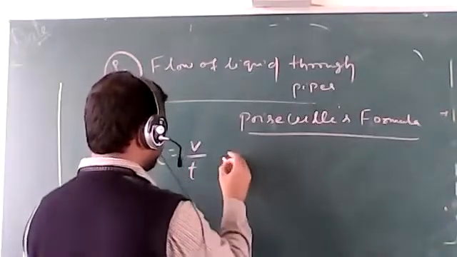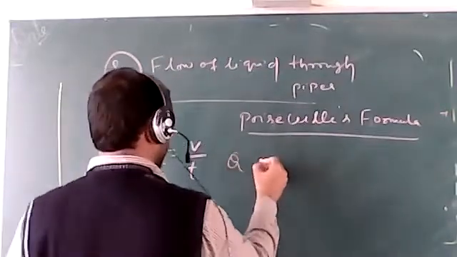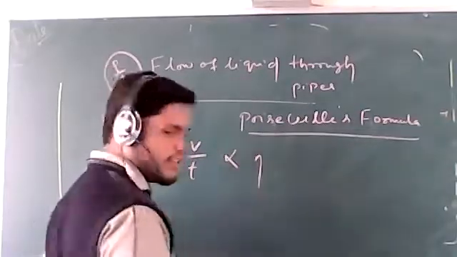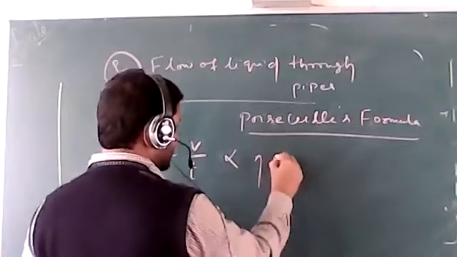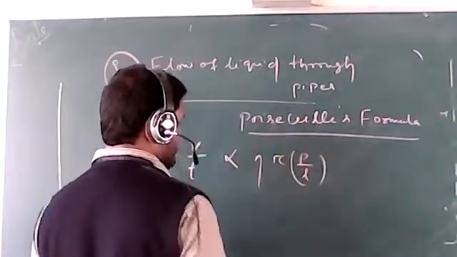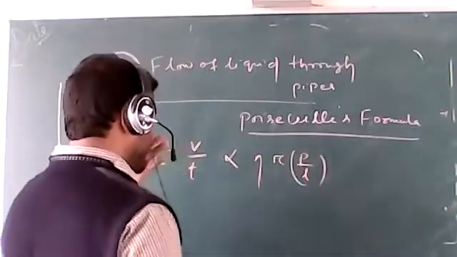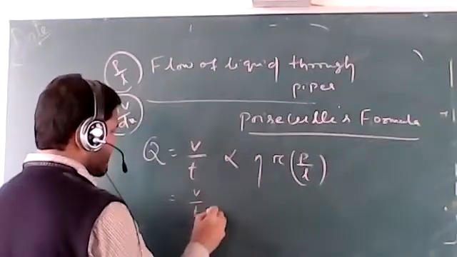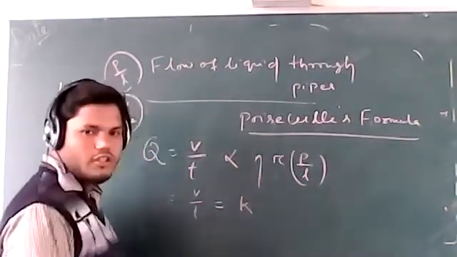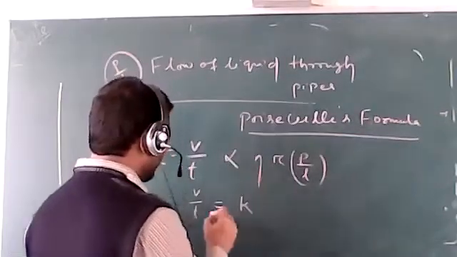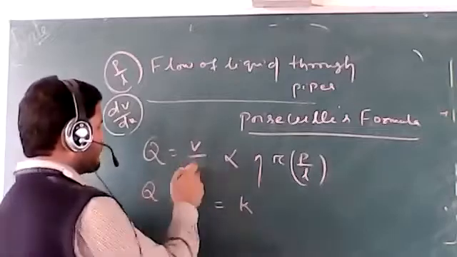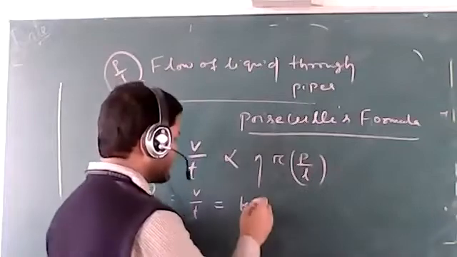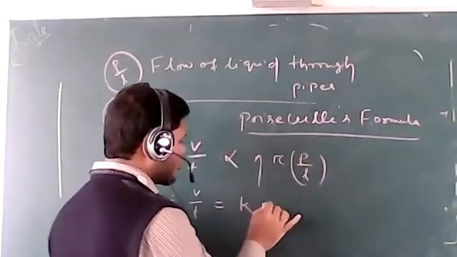So Q depends upon three factors. It is directly proportional to eta, second is r, and third is P upon L, where P upon L means the pressure gradient. If you equalize all these, V upon t equals some constant k. So this is the volume of the liquid per second, how much liquid is flowing per second. So k into eta, where eta means the coefficient of viscosity.